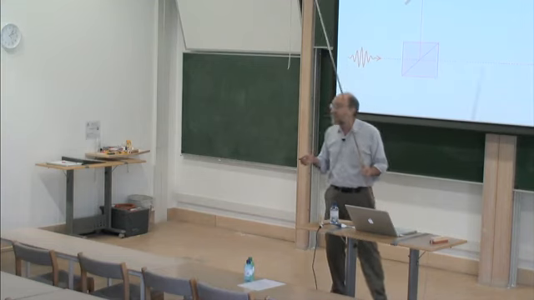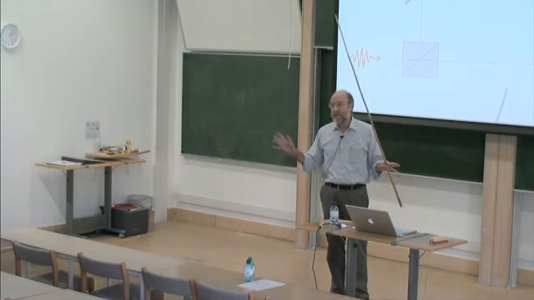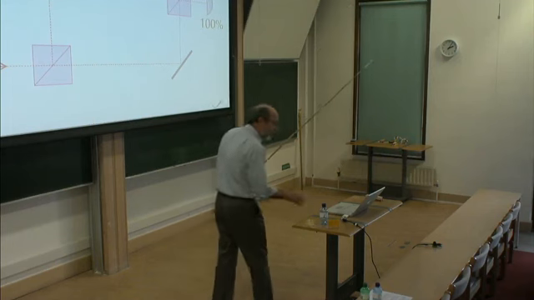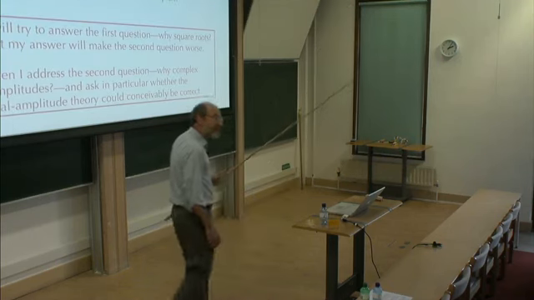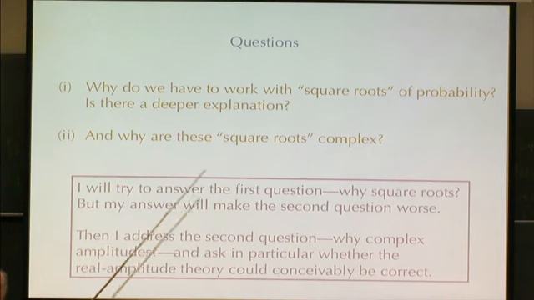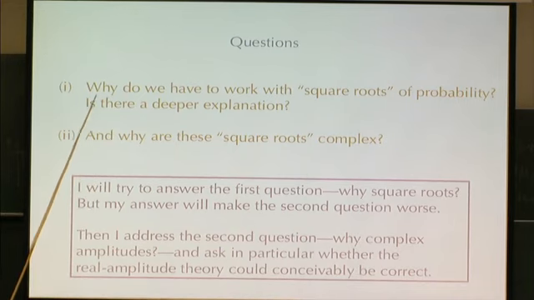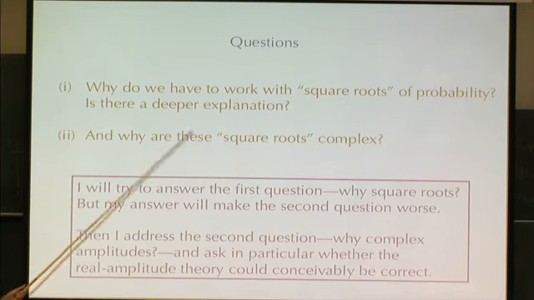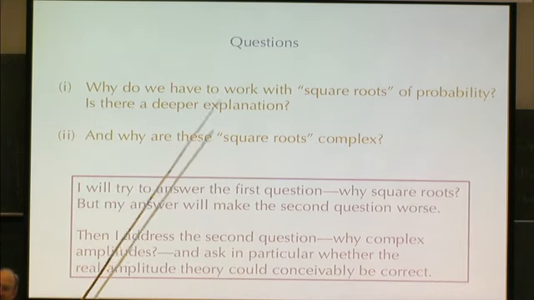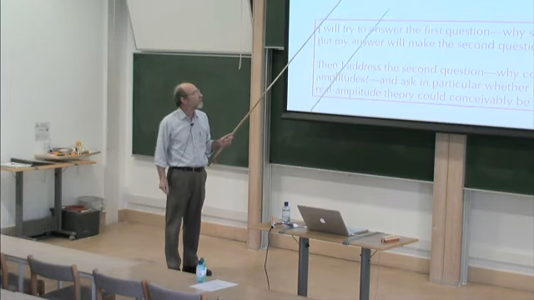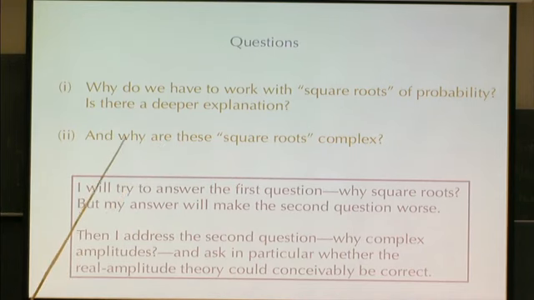But outside of the context of quantum mechanics, this would be a very bizarre way of computing any probability in the world. And so I think even though it's very familiar, it still is worth thinking about where the heck are these funny rules coming from? Is there some deeper explanation? So the first question I want to ask is, why do we have to work with these square roots of probability instead of just with ordinary probabilities the way we would normally do in, say, throwing coins or dice? And also, why are these square roots complex?